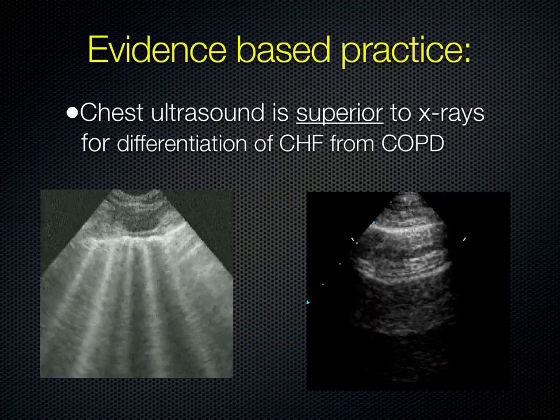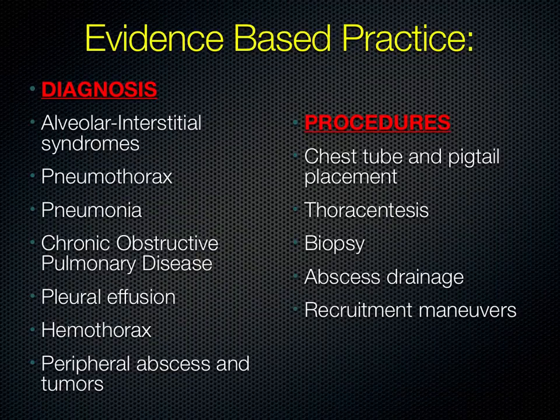There is a lot of evidence surrounding the fact that chest ultrasound can be superior to x-rays for differentiation of CHF and COPD, and there's also evidence that chest ultrasound is superior to our physical exam for this as well. Additional evidence supports the use of chest ultrasound in diagnosing multiple syndromes, as well as procedure guidance for the procedures listed here, such as chest tube, pigtail placement, thoracentesis, and so forth.